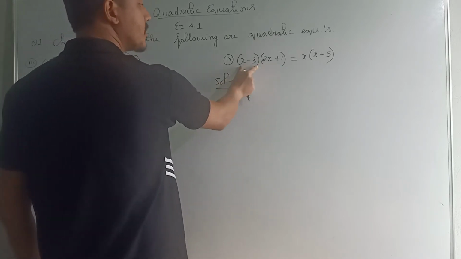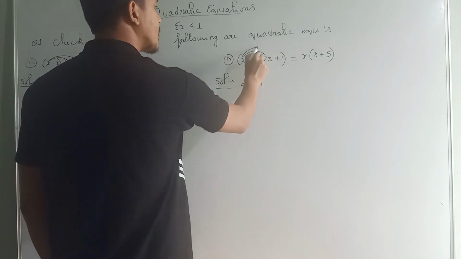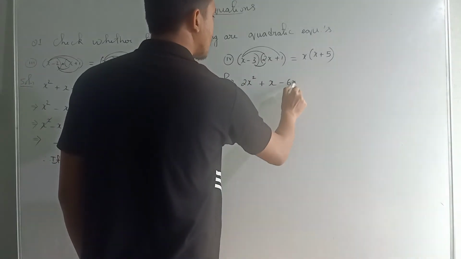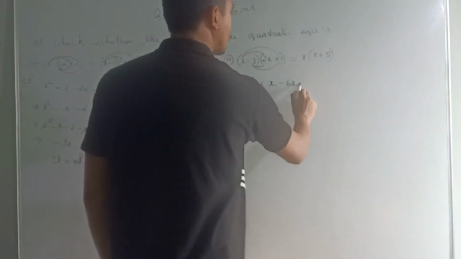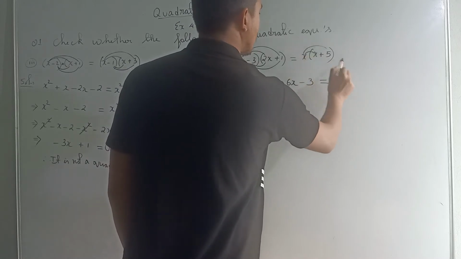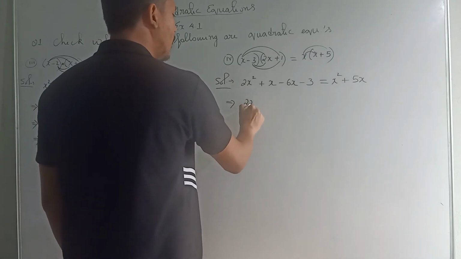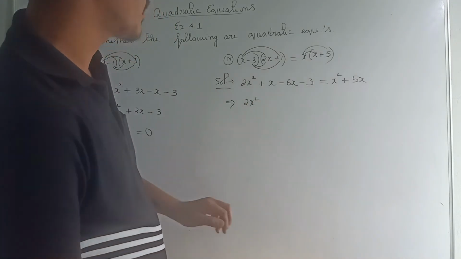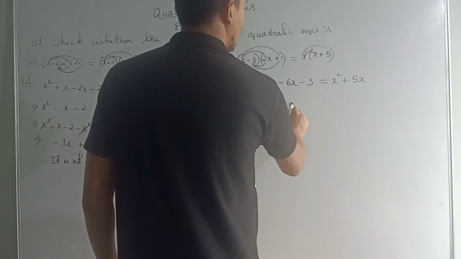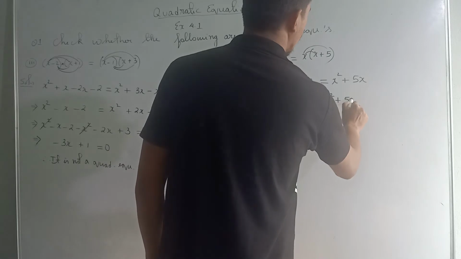We multiply these two terms. X into 2x, 2x squared, plus x into 1, x. Minus 3 times 2x is minus 6x. Minus 3 times 1 is minus 3. Is equal to x into x, x squared, plus x into 5, 5x. We can add or subtract the like terms. X minus 6x gives you minus 5x, and then we have minus 3 equals x squared plus 5x.